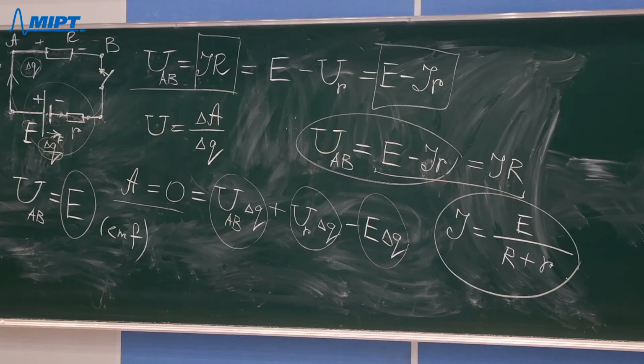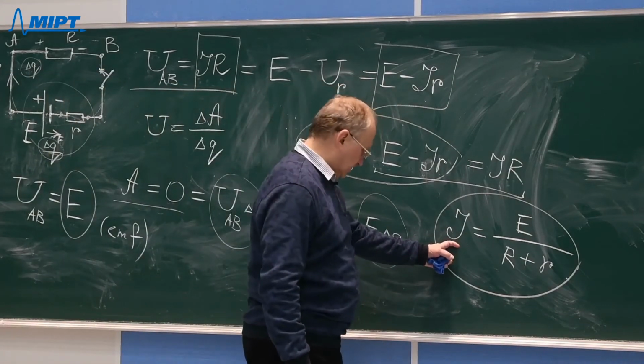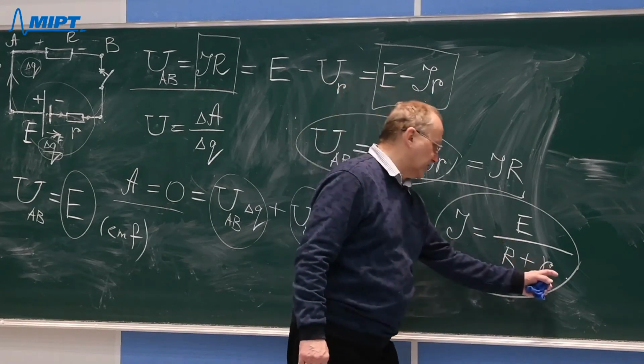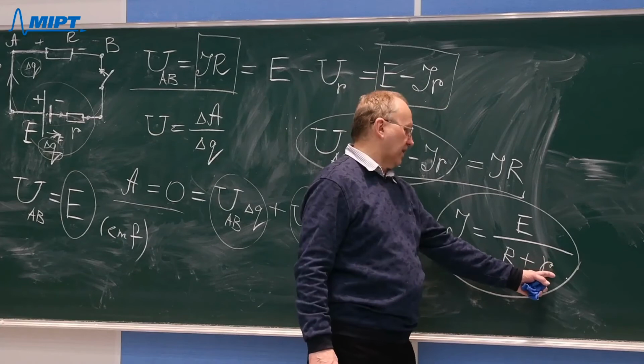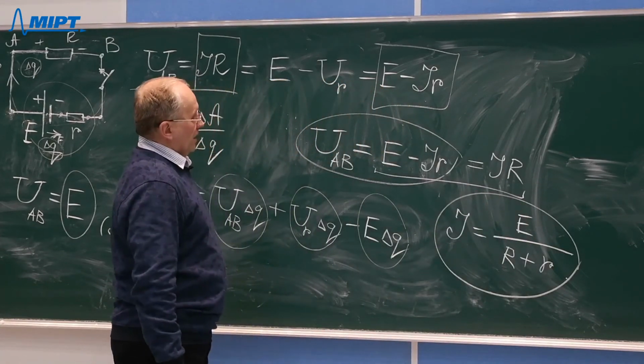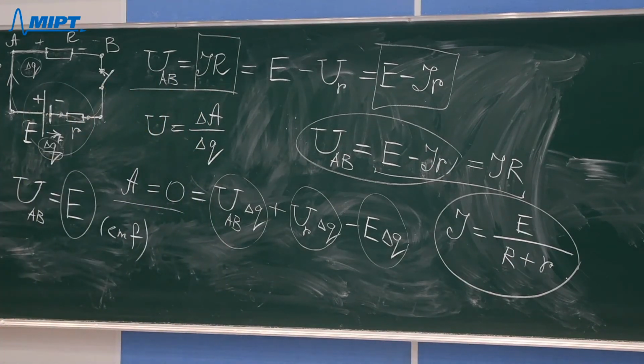And this formula shows that the current in the circuit is defined not only by the external resistance in the circuit, but also by the internal resistance of the battery, and certainly by the electromotive force of the battery. So that is the portion of theoretical material which I wanted to present to you today.